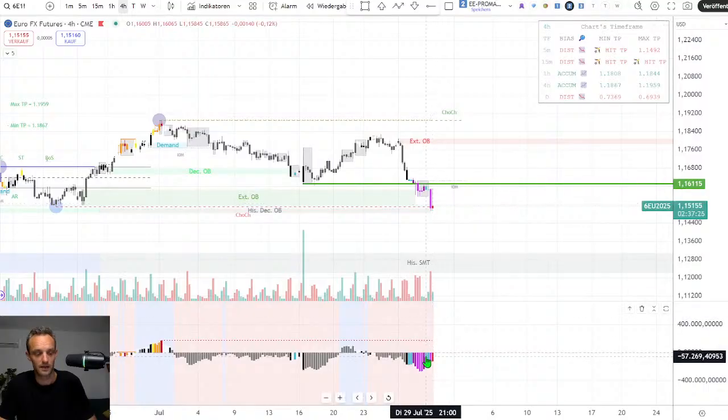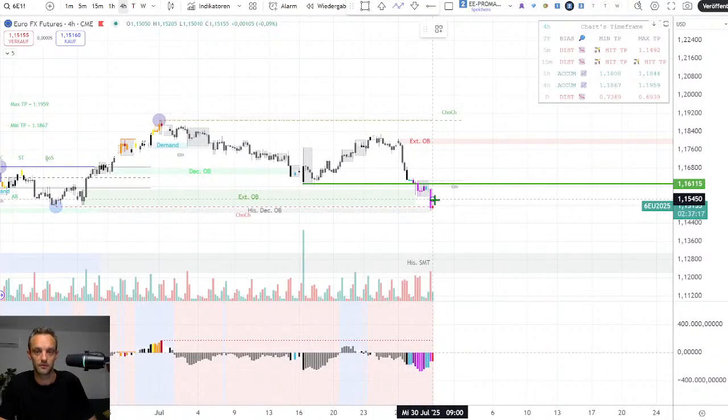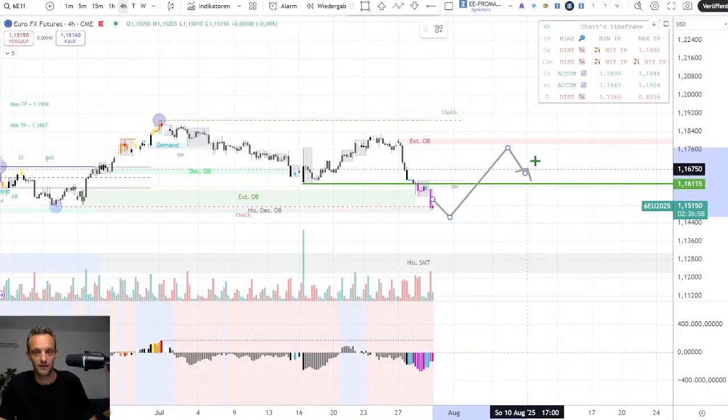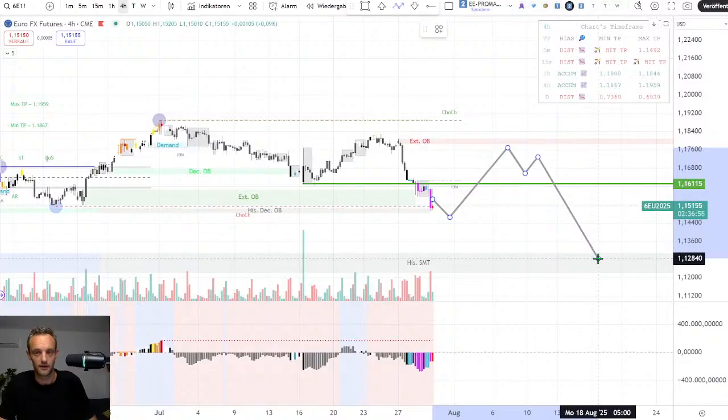Until the colorful candles here in volume ventures are there, this move will continue. After this move, it will continue. I don't think we go that far to the downside anymore. I think after this move, we will see an upward reaction, take the inducement out, maybe to the extreme order block, and then it is time for the failure.